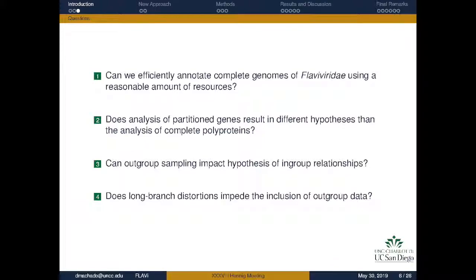First, can we efficiently annotate complete genomes of Flaviviridae using a reasonable amount of resources? Second, does the analysis of partitioned genes result in different hypotheses than the complete analysis of polyproteins? Third, will outgroup sampling significantly impact hypotheses of in-group relationships when we have data from complete genomes? And finally, do long branch distortions frequently impede the inclusion of outgroup data?